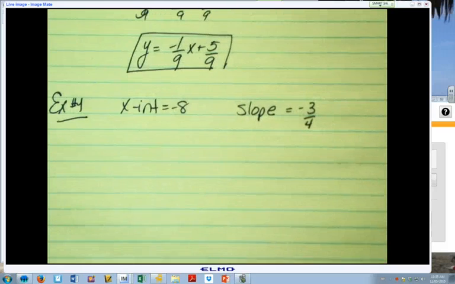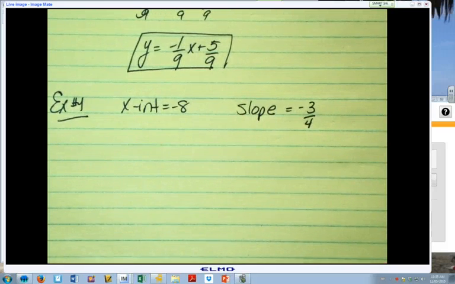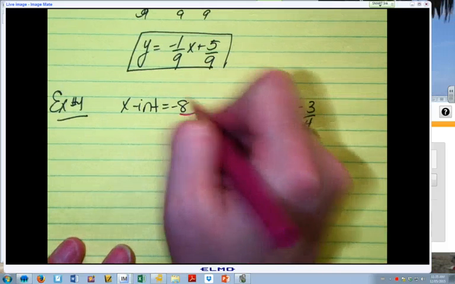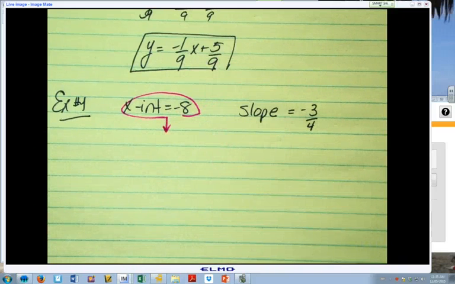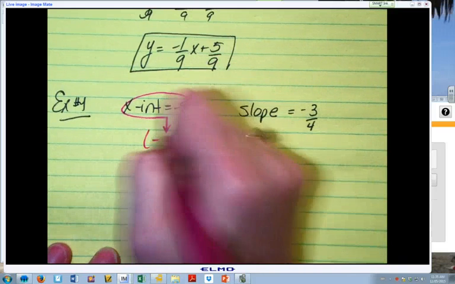This is as tricky as they're going to get. It doesn't even look like they've given us any points. They've given us an x-intercept of negative 8 and a slope of negative 3/4. Well, again, we just talked about this in the last example. This is a point. It's just a little bit hidden, but what are the coordinates of this point? Negative 8 and 0.